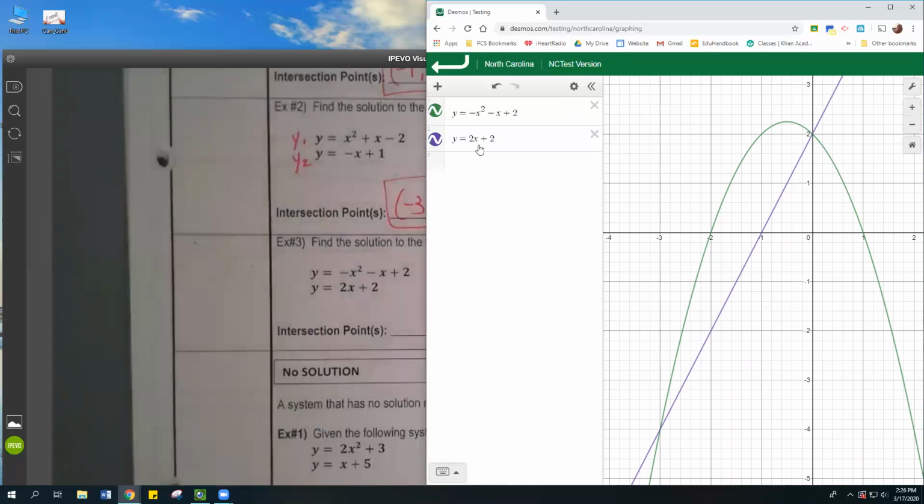So here's my quadratic, here's my linear. I've got one solution right there at 0, 2. And then I have another solution there at -3, -4.